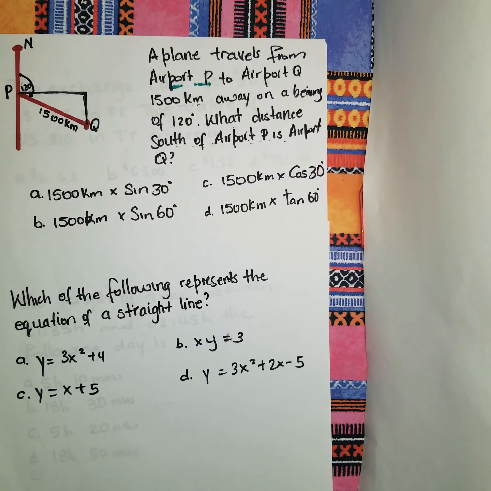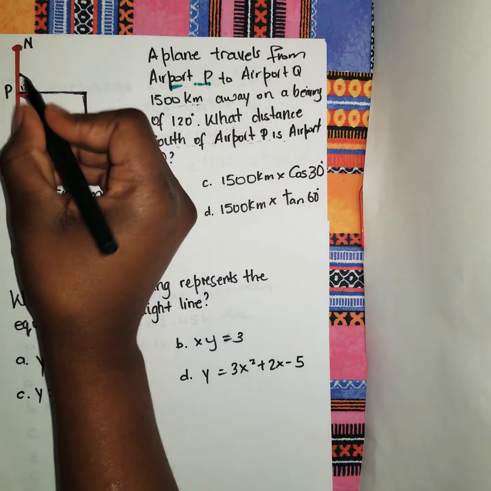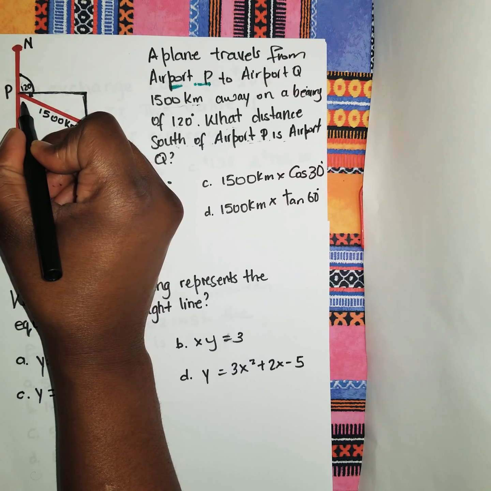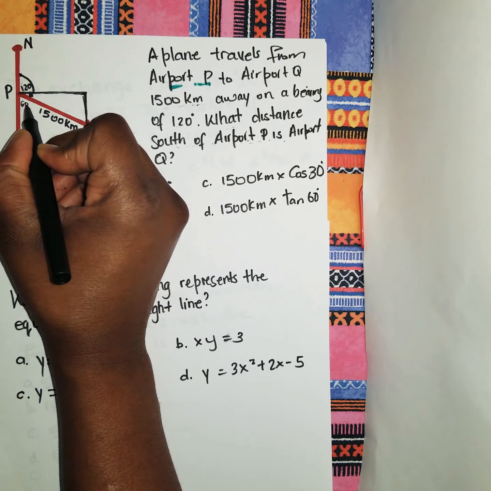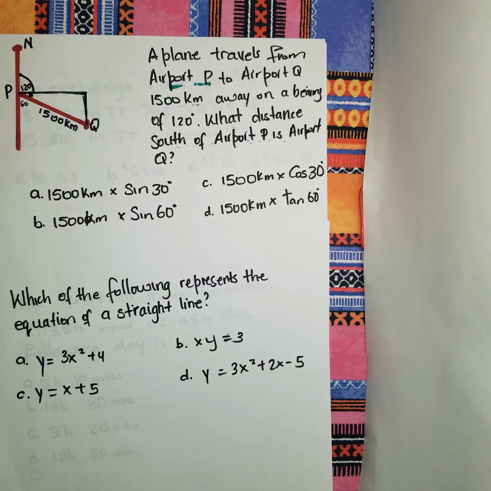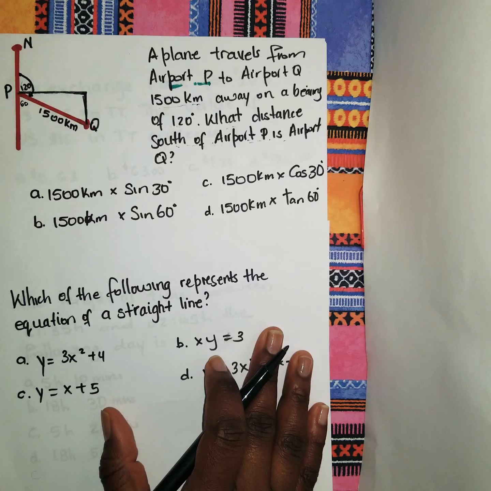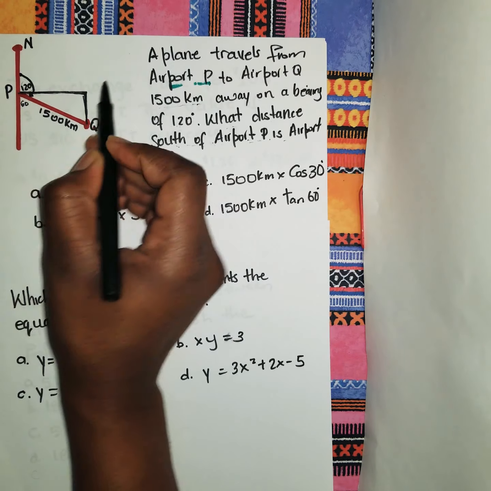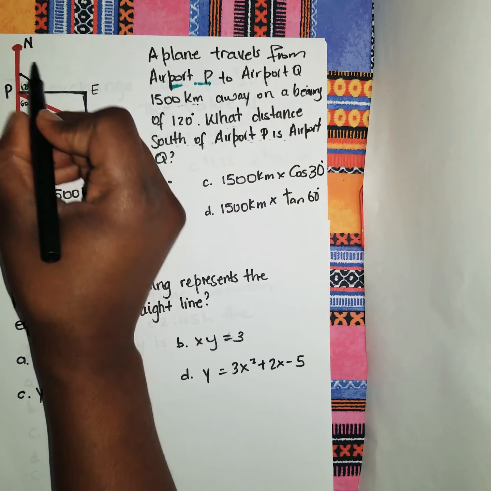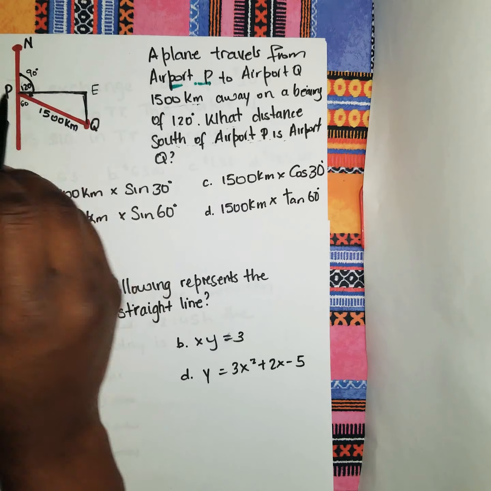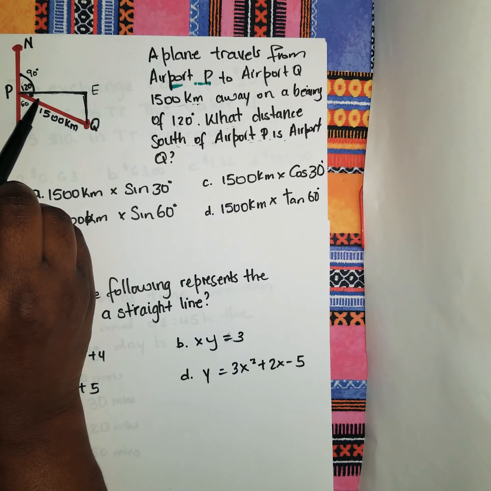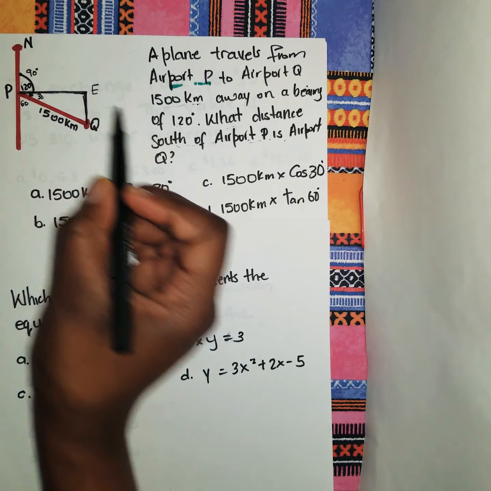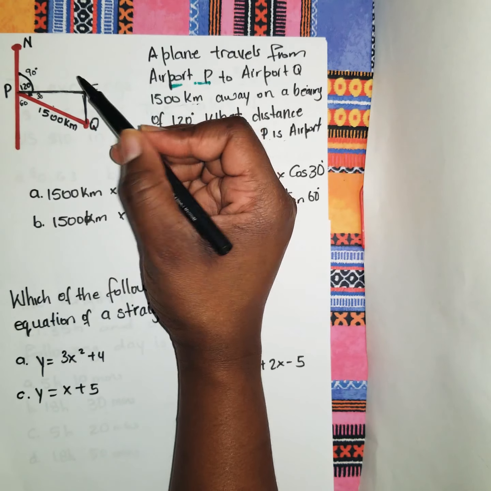So we also know the angle in a straight line is equal to 180 degrees. So if this angle from the north to Q is 120, this angle below here is 60 degrees. All right, guys, so let's continue. So this horizontal line here represents the east, and east represents 90 degrees, right? And so if here's 90 degrees, at this point here will be 30, because everything here is 120.